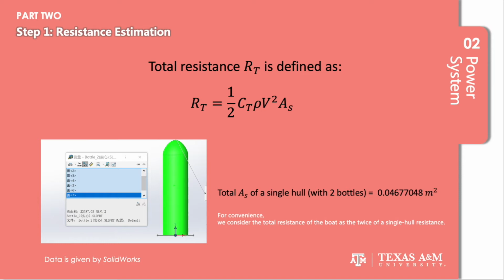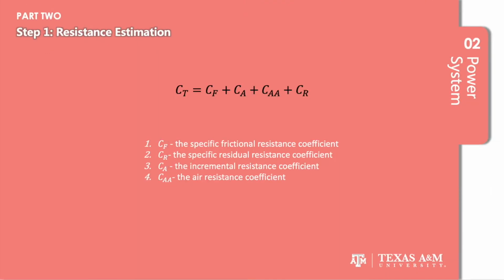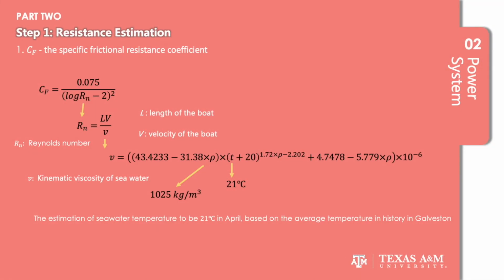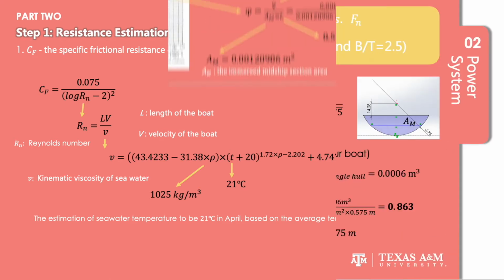It is based on the total coefficient of friction, density of seawater, velocity, and wetted surface area of the boat. In order to obtain the coefficient of frictional resistance, there are several other coefficients we have to decide. The specific frictional resistance coefficient can be determined based on the Reynolds number, the length and velocity of the boat, as well as the density and viscosity of seawater.